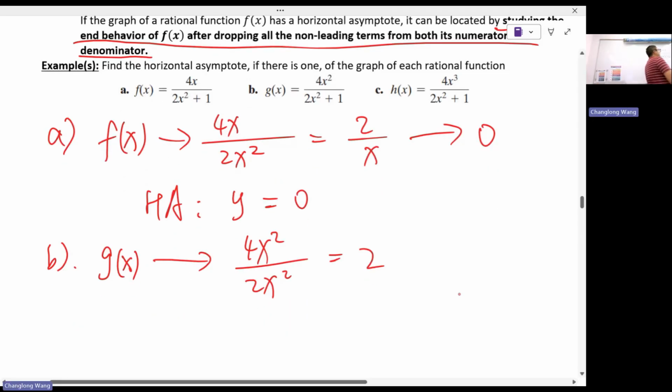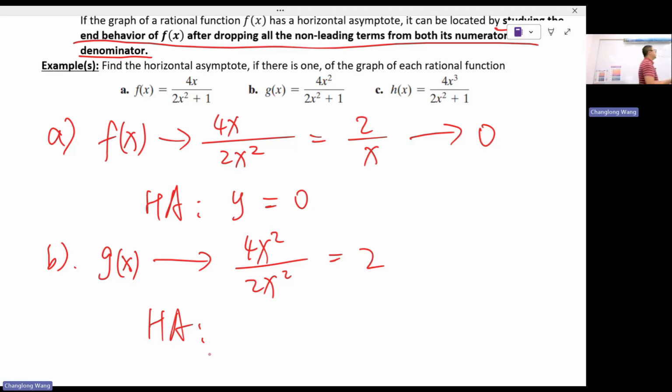But somehow it might be a bit confusing to our students sometimes. Do we have a HA or not? If somehow it was simplified a bit more than we thought, right? You don't even have an x to play with anymore because it just canceled. What do you say? Would that be still a HA in this case?